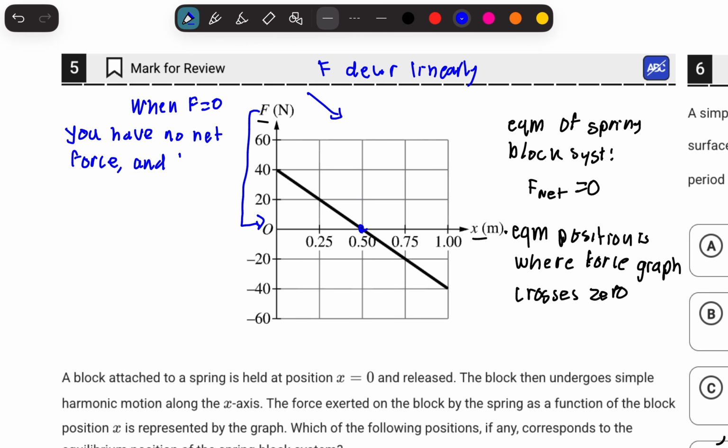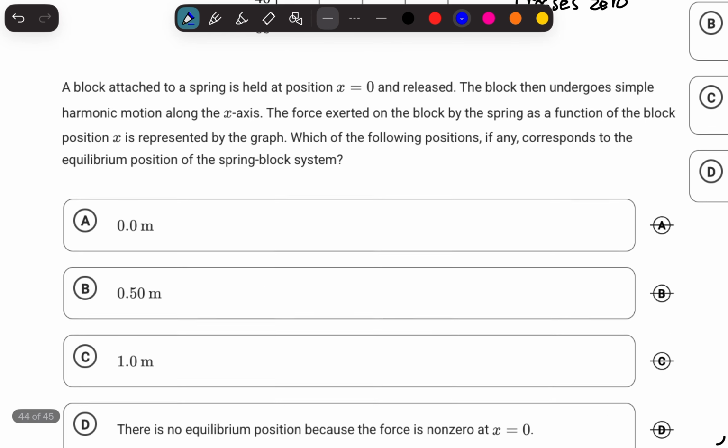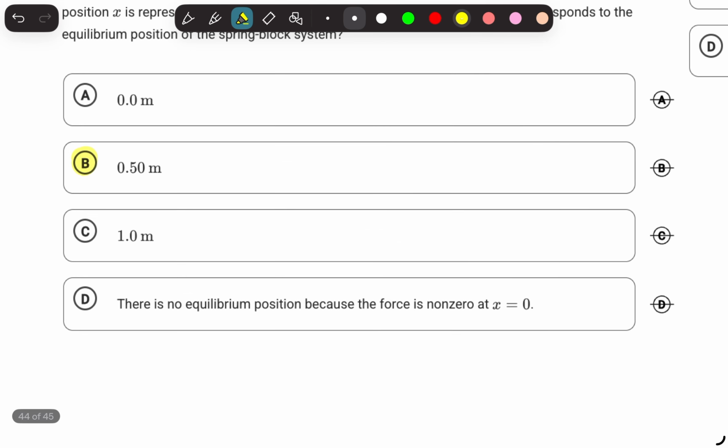And that means that the block is at equilibrium. So that means you're at EQM. Therefore, you're literally just looking for where is the intersection of the line with the x-axis, aka option B.